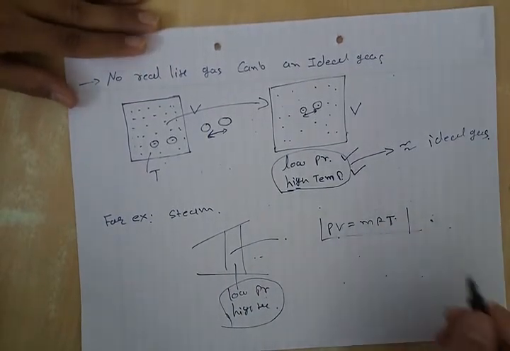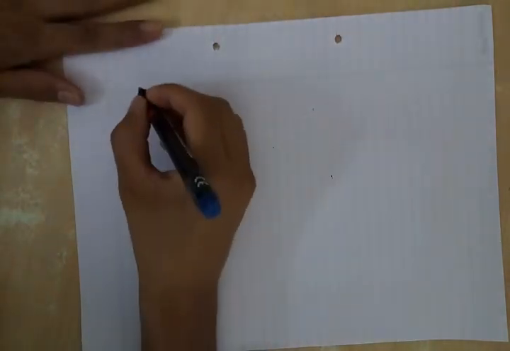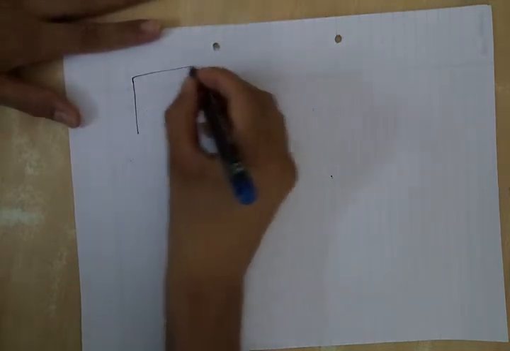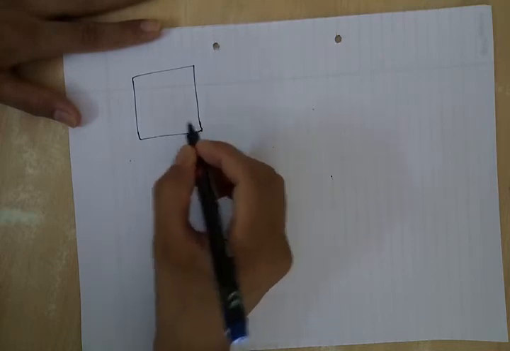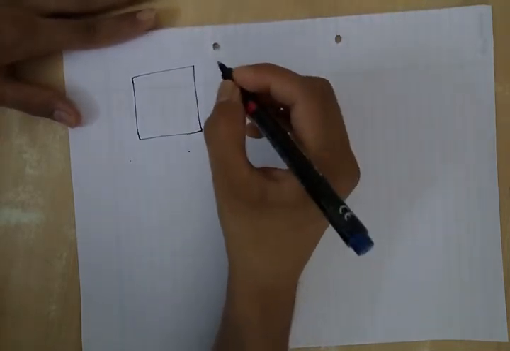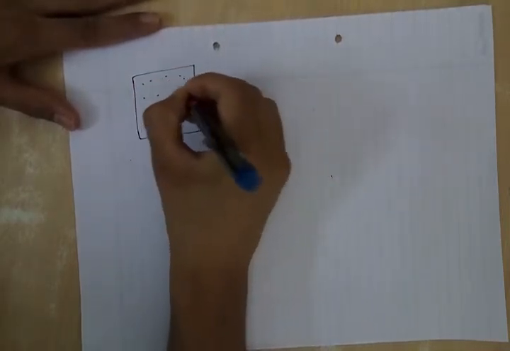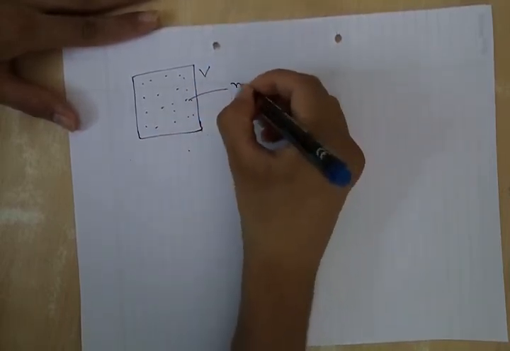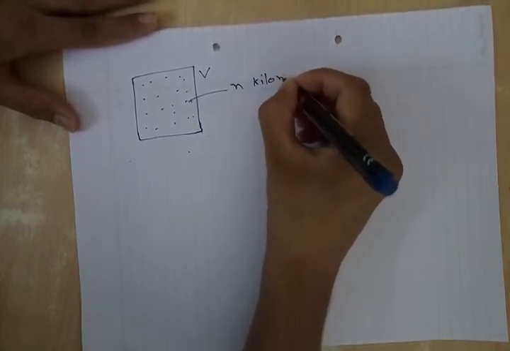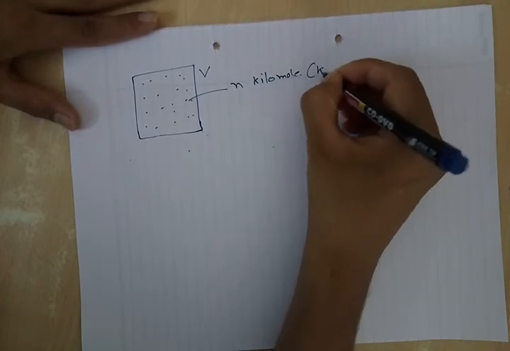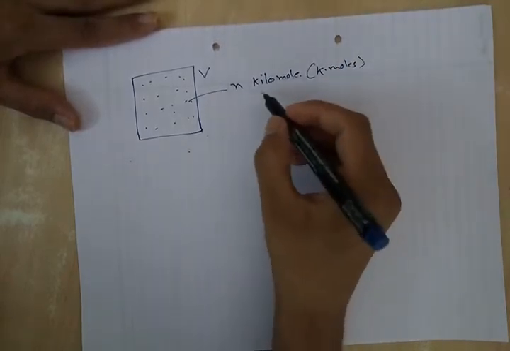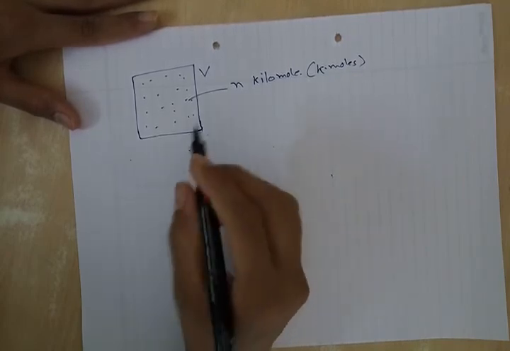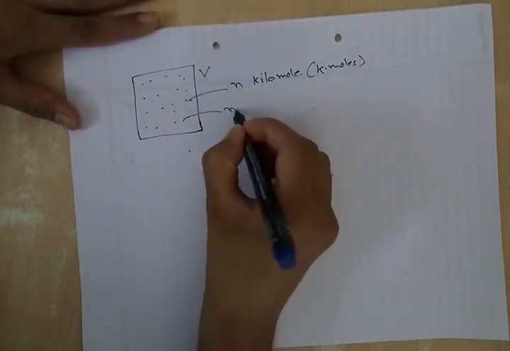Now we will write this equation in terms of moles. Now scientists describe number of particles inside a volume not in terms of number of particles but in terms of moles. So let us say we have a volume V, and in this volume we have n kilomoles of particles, and mass of this gas is m kilogram.